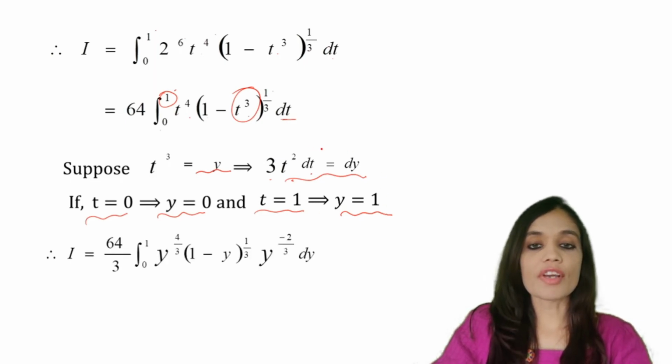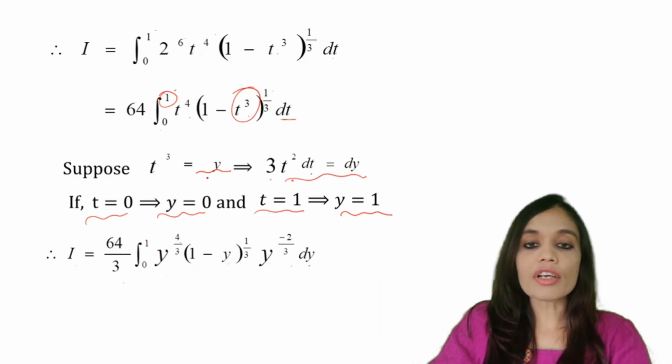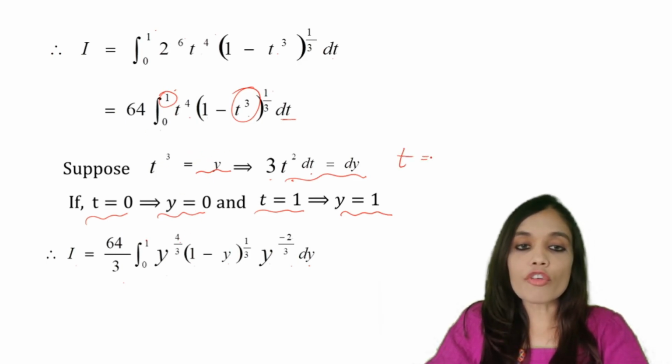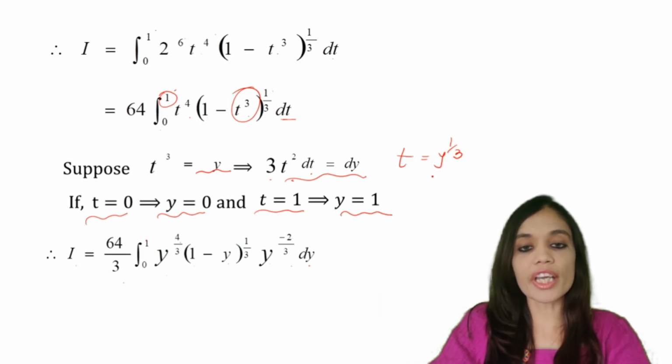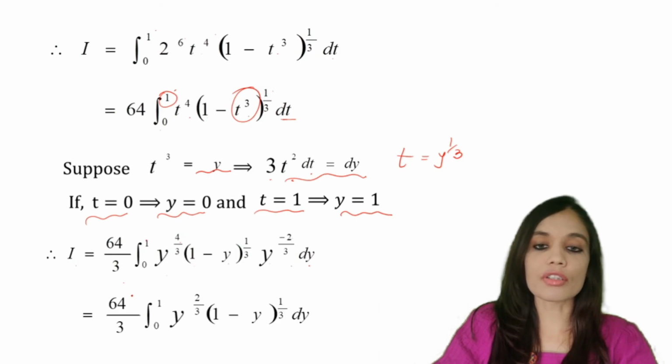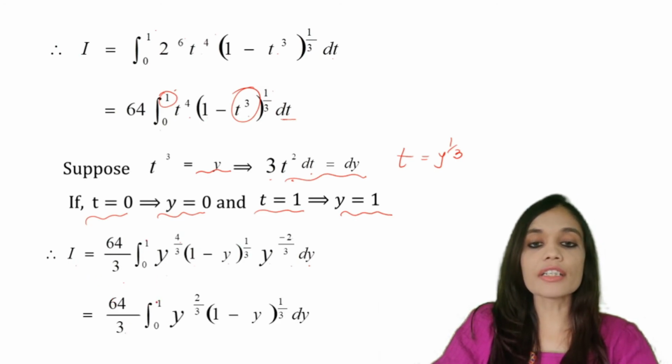So let us put all these values in our I. So what we will get, I is equals to 64 by 3 integration 0 to 1 y raised to 4 by 3 into 1 minus y whole raised to 1 upon 3 into y raised to minus 2 upon 3 dy. How we have written this? We have converted this t in the form of y raised to 1 by 3. Okay. Now let us simplify this further. So what we will get, 64 by 3 into integration of 0 to 1 y raised to 2 by 3 into 1 minus y raised to 1 upon 3 dy, right?